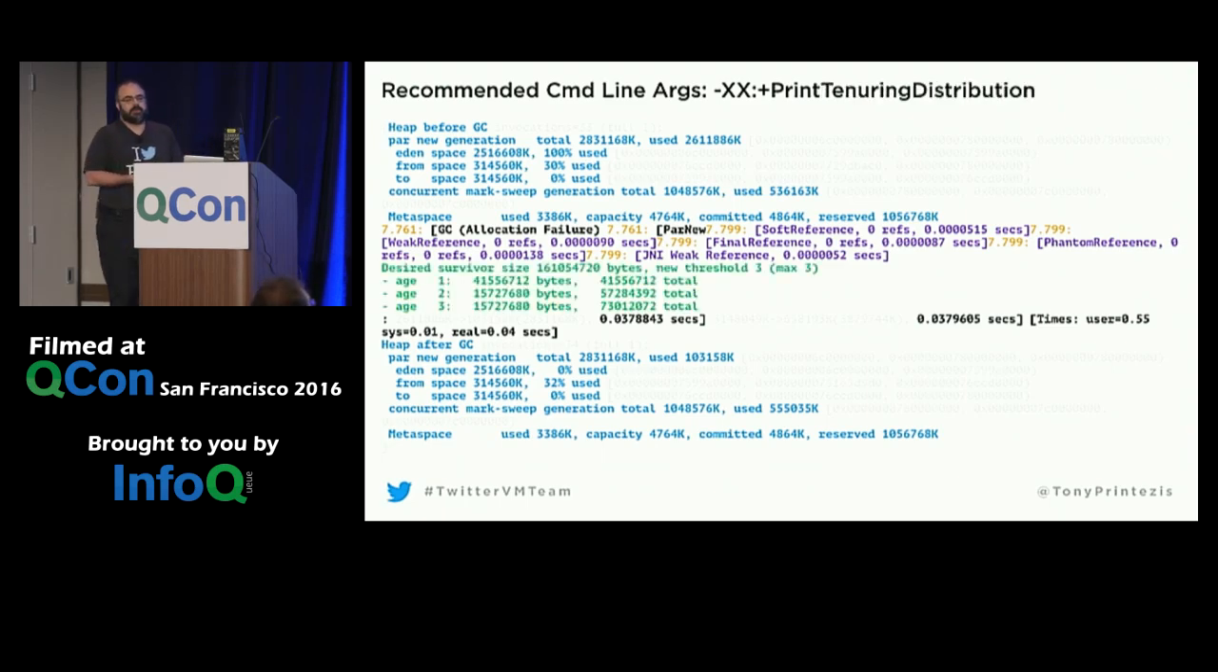Finally, PrintTenuringDistribution, that's in green, shows you how many bytes per age cohort were copied within the young generation. And an age cohort is like objects that have survived a certain number of collections in the young generation. So age 1 is objects that have survived 1 young collection, 2 objects that have survived 2 young collections, etc. And this is very helpful because it tells you the lifetime or expected lifetime of your short-lived objects. So if that changes, maybe something's going on in the application, and that could be reflected in the GC times going up.